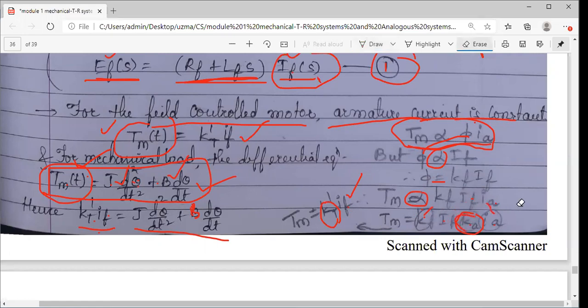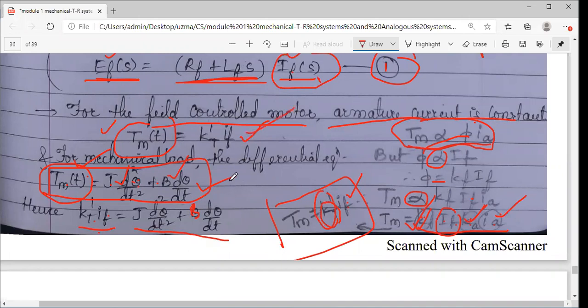So if you see for our field controlled DC motor, out of these four terms, IA is constant. This is a proportionality constant, this is also a proportionality constant. Only IF will be the variable. That's why I have written torque is equal to IF, and the three things I have marked on the right are all constants, all together I have written them as KT dash.